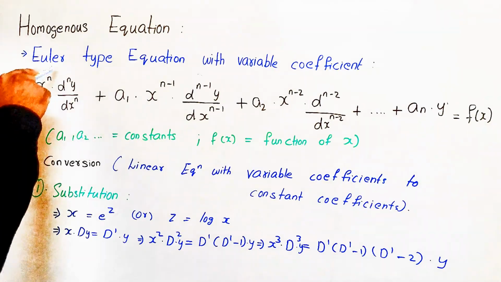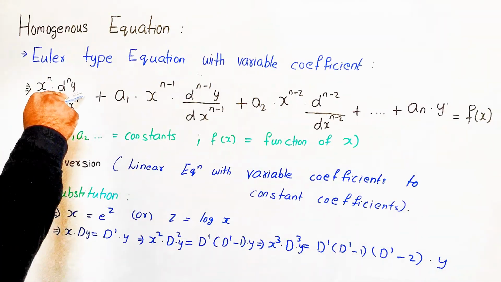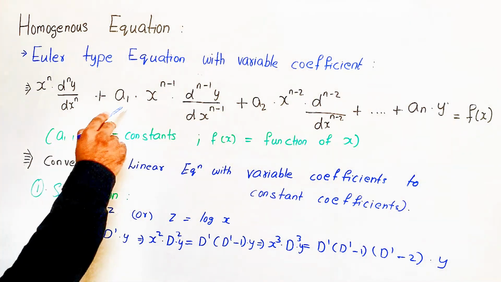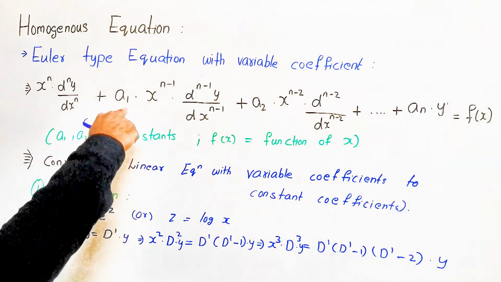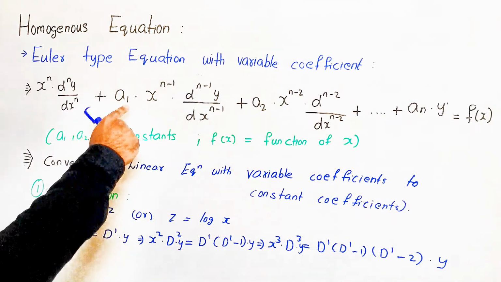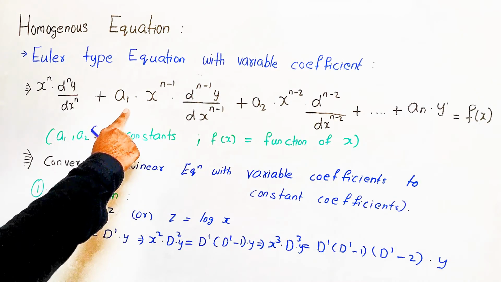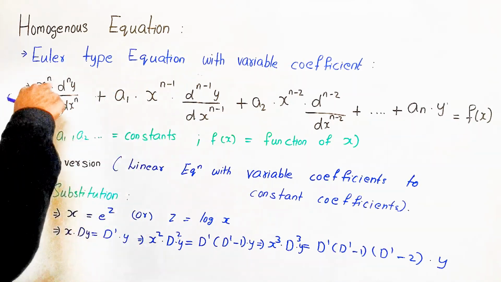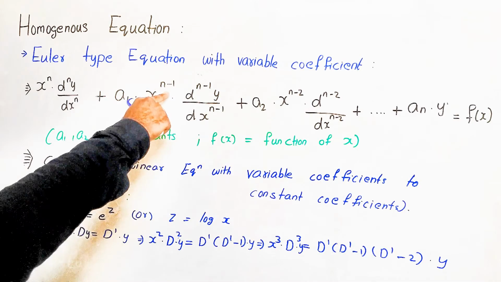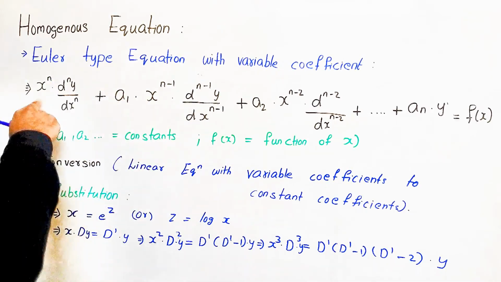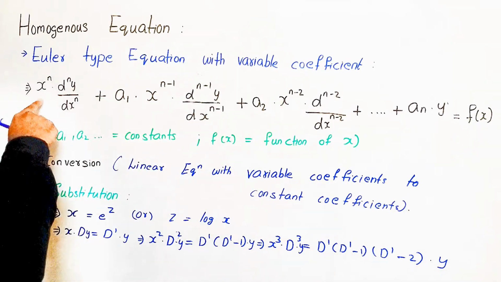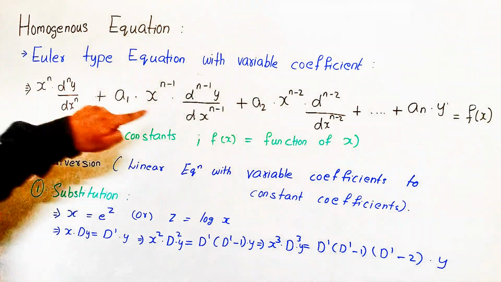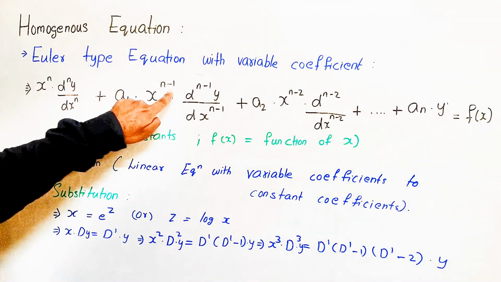So that is x to the power n into d to the power n y by dx to the power n, plus a1 into. So here a1 is a constant. From the second term, a constant a1 is multiplied along with x, whose power will be decreased by 1. If it is x square, it will be x to the power 2 minus 1, meaning it will be x. If this is x cube, this will become x square and the next becomes x. So in that way the power of x will go on decreasing by 1.